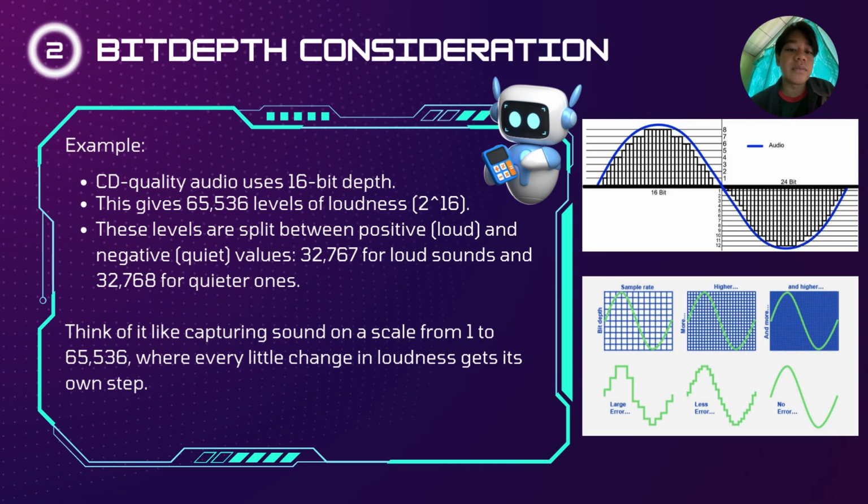These levels are split into positive and negative, which are loud and quiet values, 32,767 for loud sounds and 32,768 for quieter ones. Think of it like capturing sound on a scale from 1 to 65,536, where every little change in loudness gets its own step.